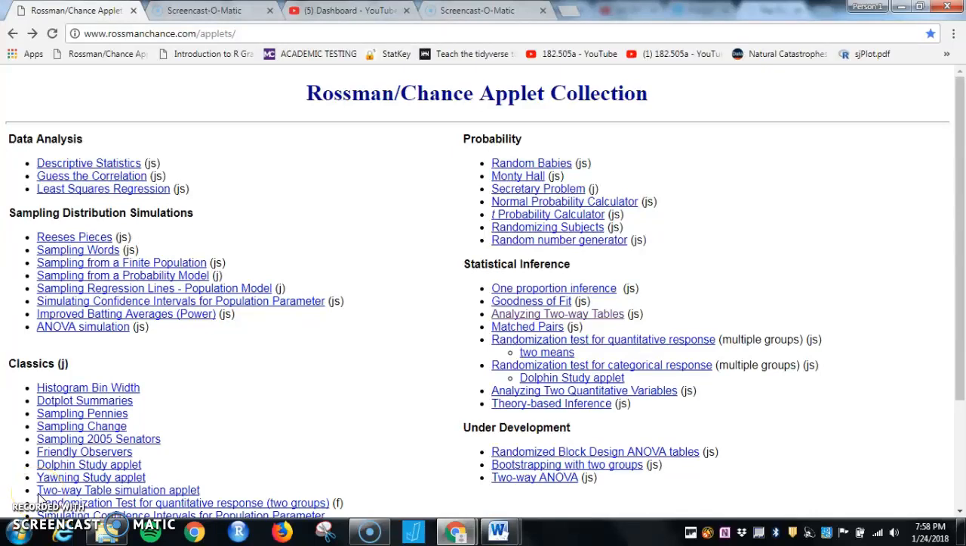Okay, so under the Chapter 1 notes, where there were mice that were studied for liver tumor under E. coli versus liver tumor in a germ-free setting, I want to help us analyze a two-way table, just like the one that was in your notes. You can do a Google search for Rossmann-Chance, and this pops up, rossmannchance.com applets. We're going to go to the Analyzing Two-Way Tables.